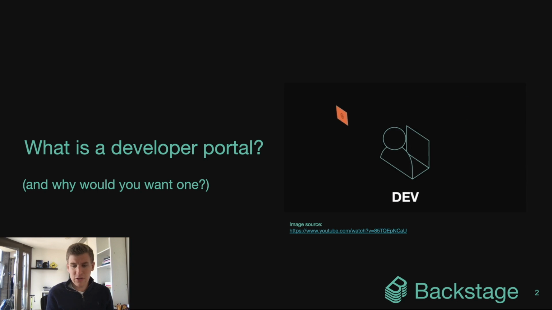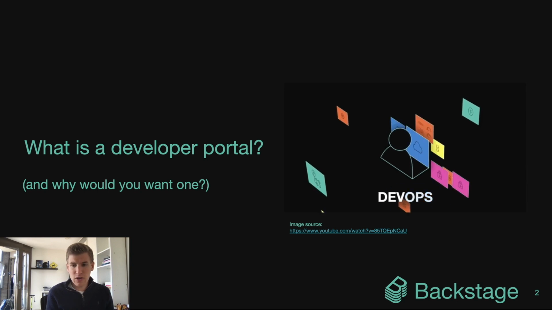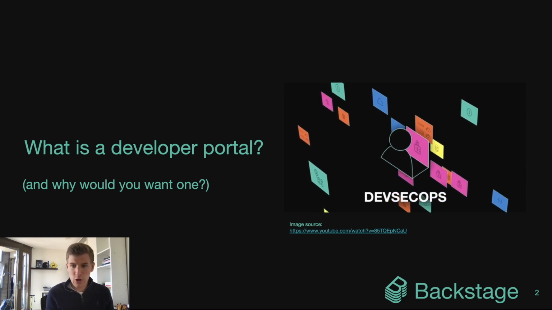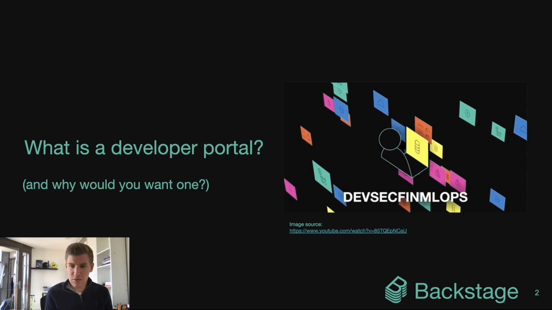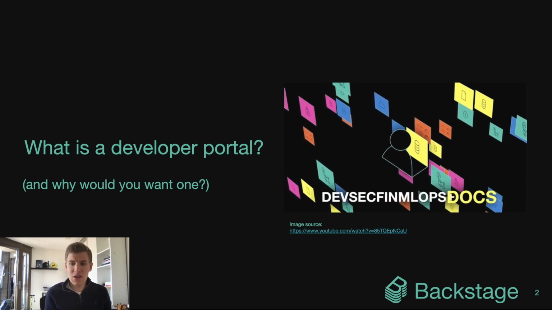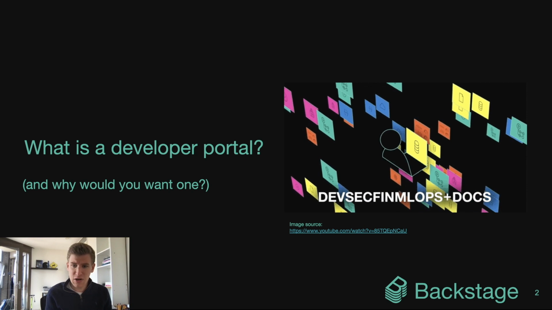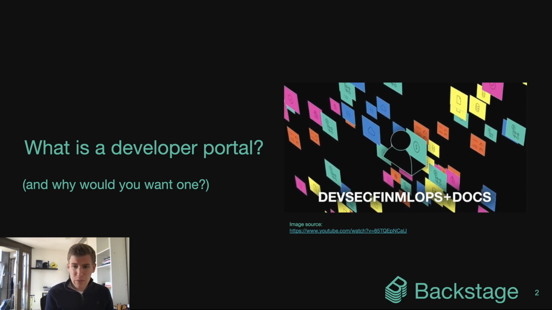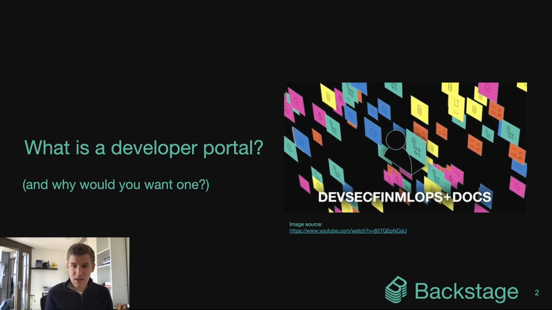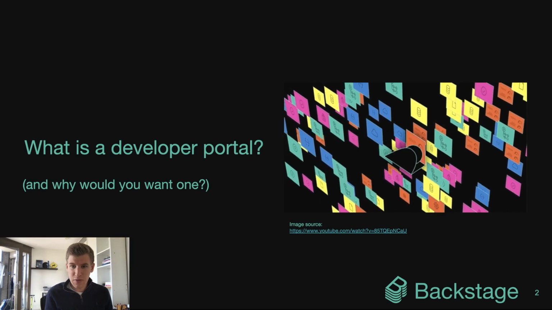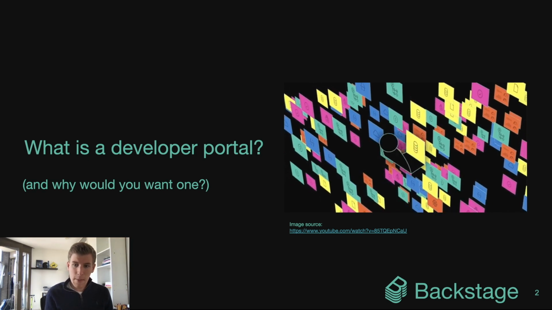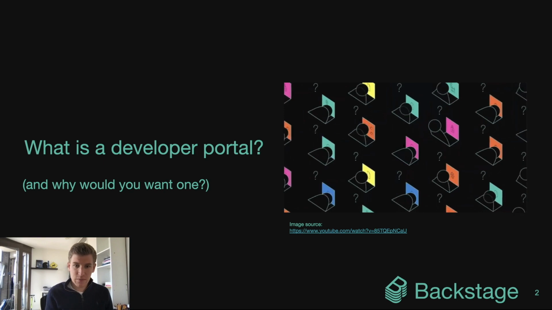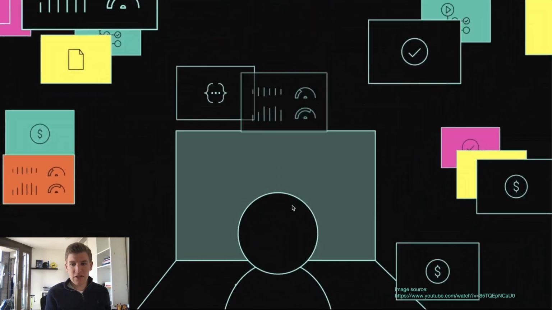These days, as developers, you are not only working on development, you're also working on the operations part, on the security part, on the finance part, the machine learning part, and the documentations part. The job is so multifaceted these days that it gets tricky to be on top of everything. Backstage aims to do this. How does it do this?